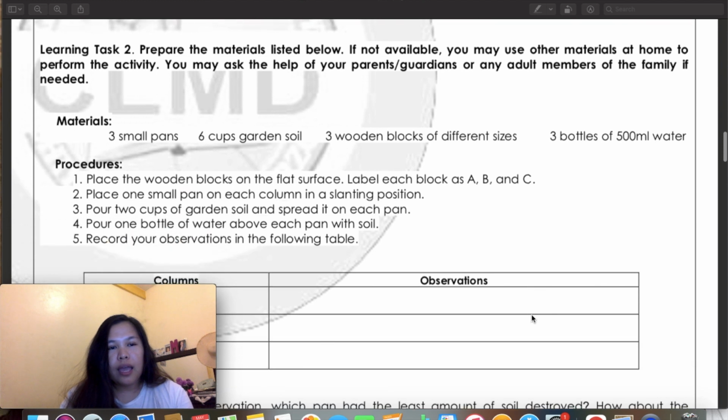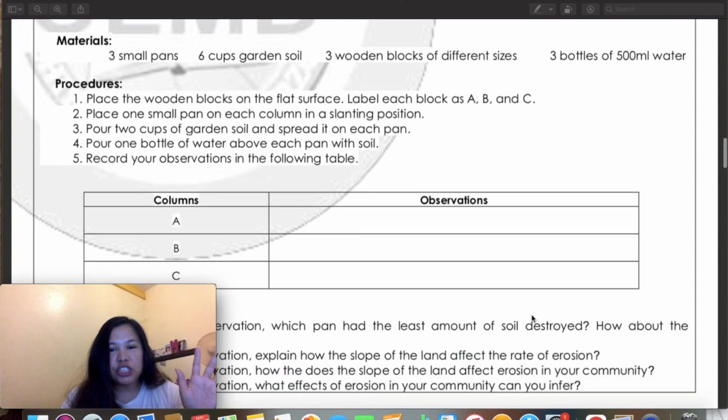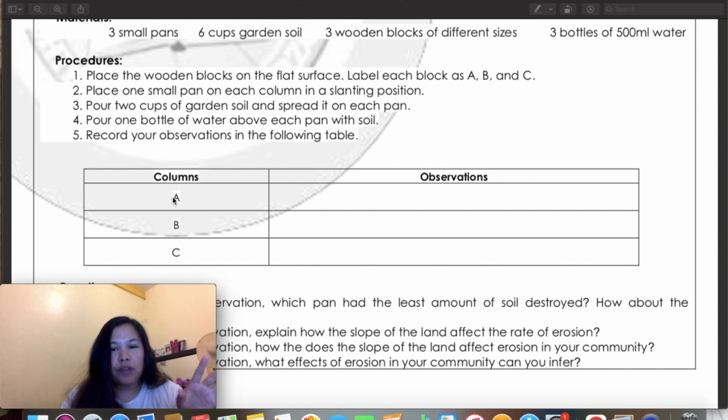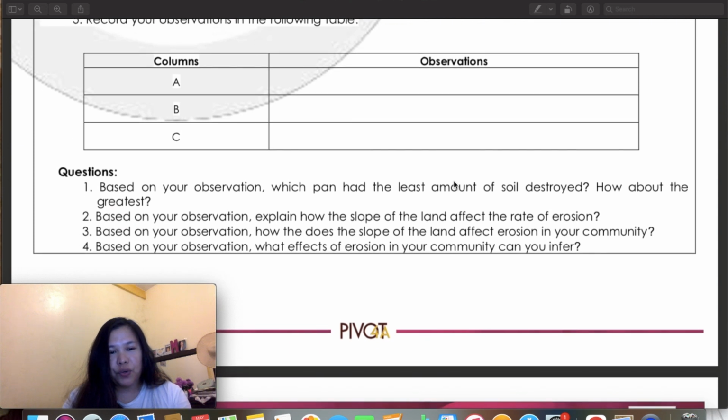And in our learning test 2, instructions with learning test 1. So, our materials are 3 small pans, 6 cups garden soil, 3 wooden blocks of different sizes, and 3 bottles of 500 ml water. And there are 5 procedures. There are 2 columns. The column ABC and the second column is the observation. So, yan po. And you answer the questions. There are 4.